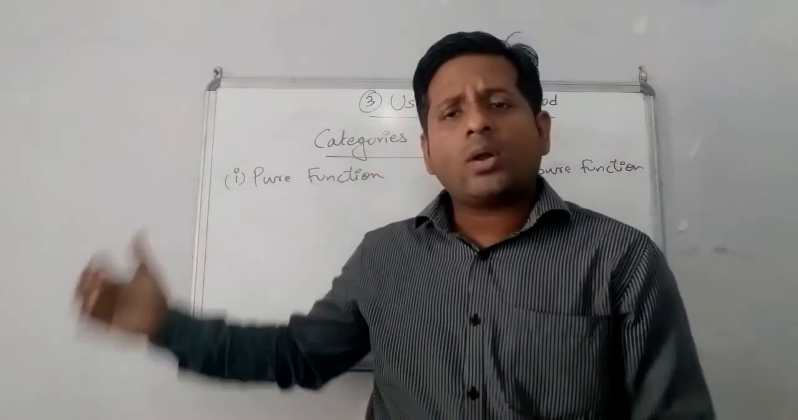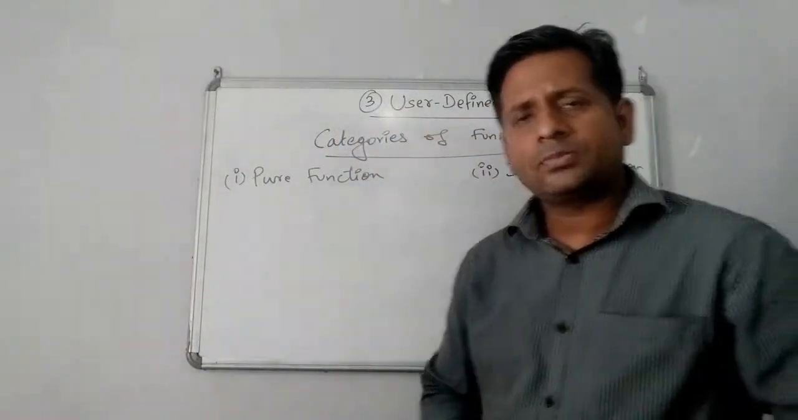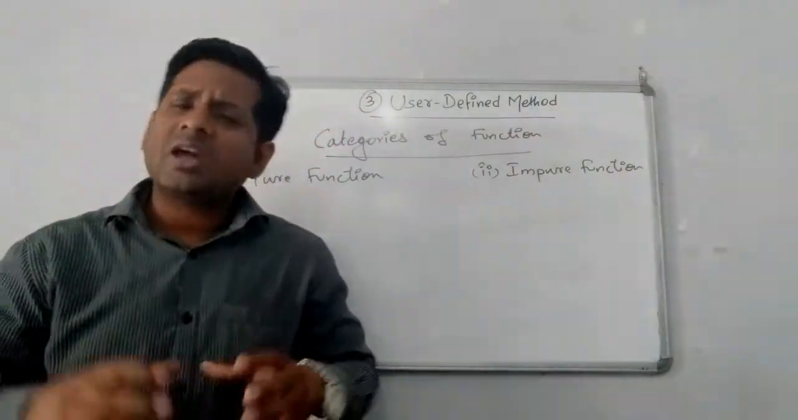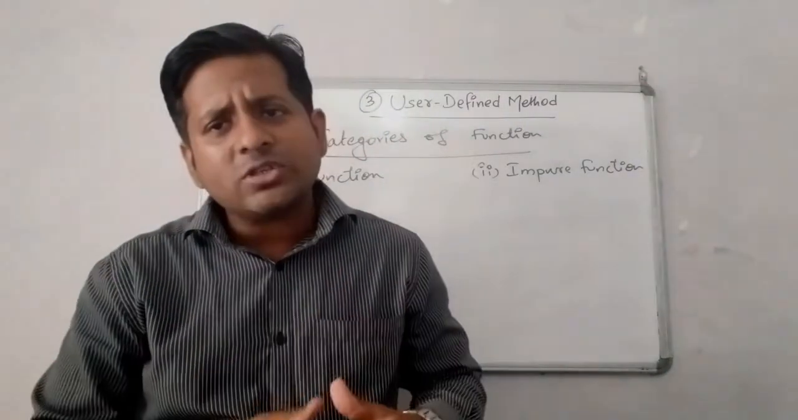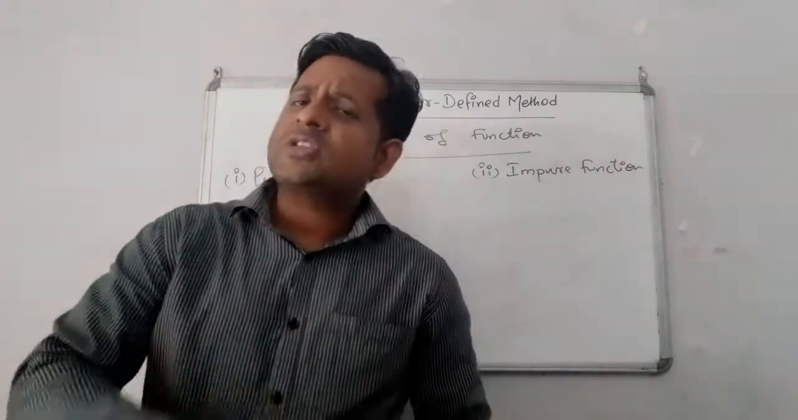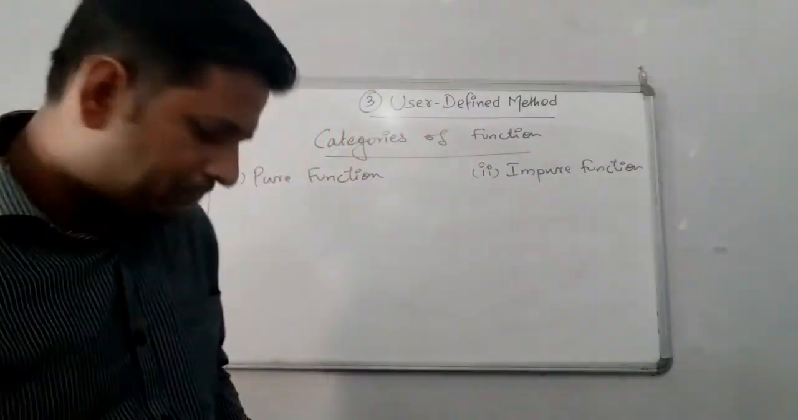One, you can see point number one I have written as pure functions, pure method. Another I have written impure. Pure and impure, these are the two different types of functions. They are categorized in two different types, pure functions and impure functions. Now let us see which functions are known as pure functions, which functions are known as impure functions.